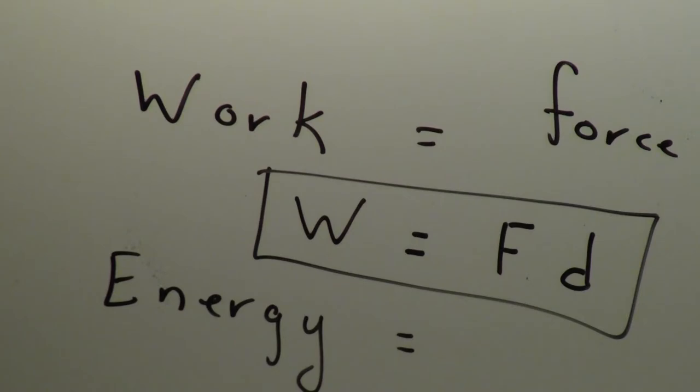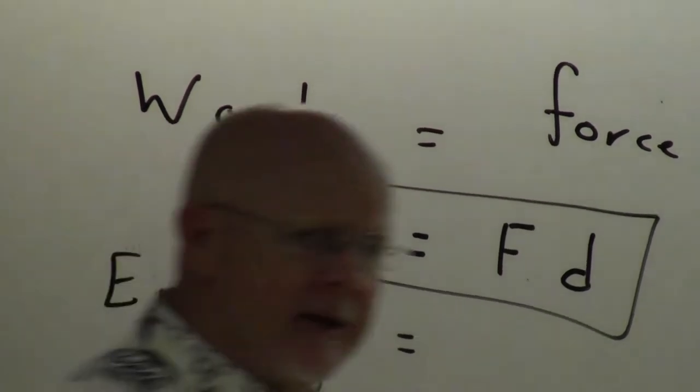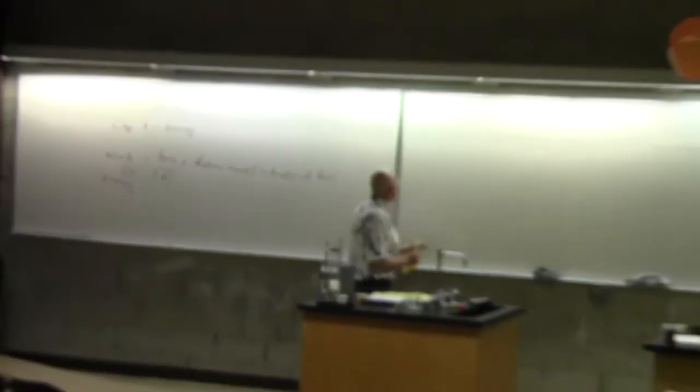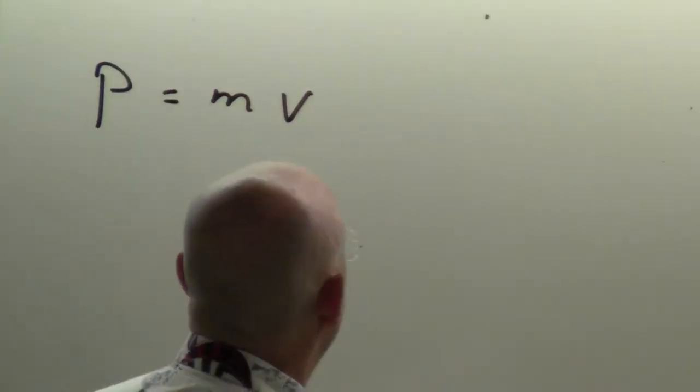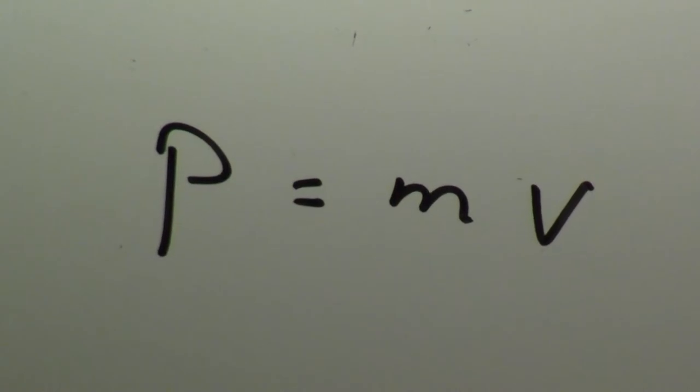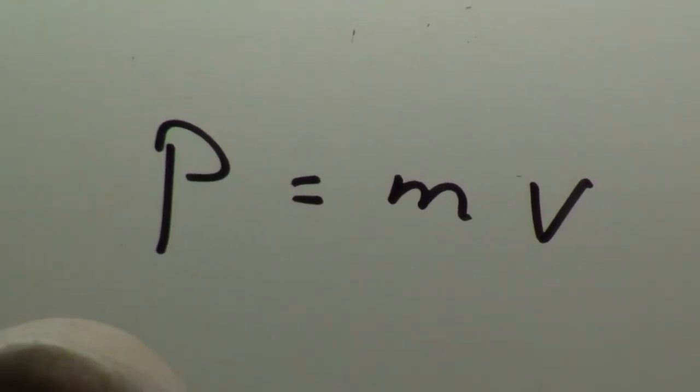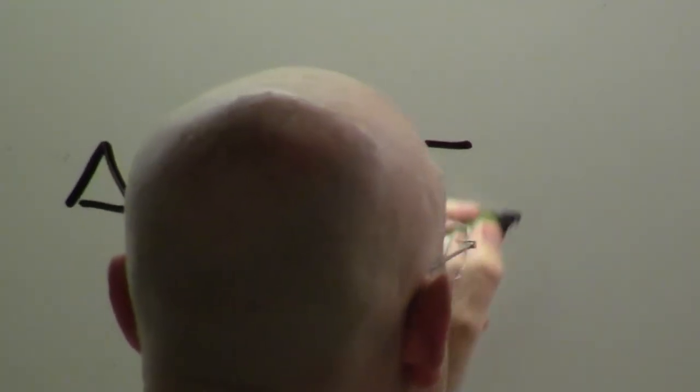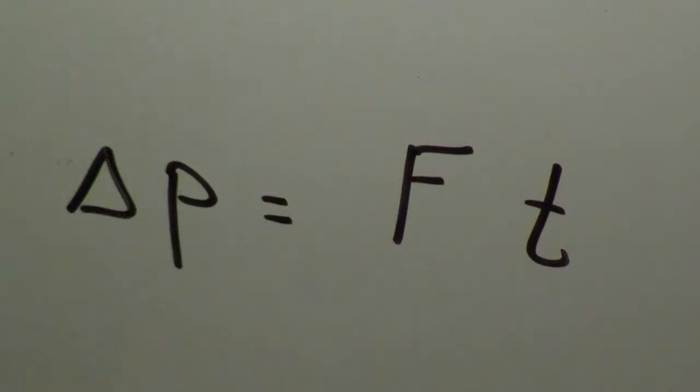And as you'll see here, this looks a lot like the last chapter, and rightfully so. You might remember, if we go back a chapter, to momentum. Momentum was a product of two things we already knew, mass and velocity. And what that led to was that the change in momentum is force multiplied by time.